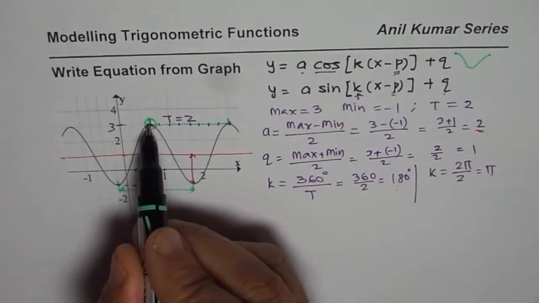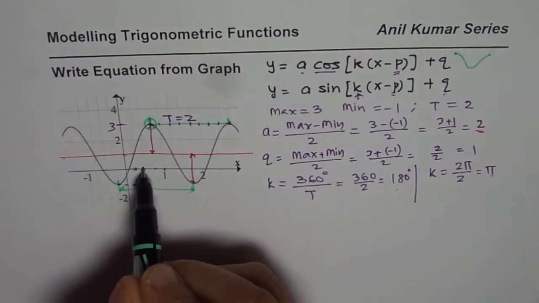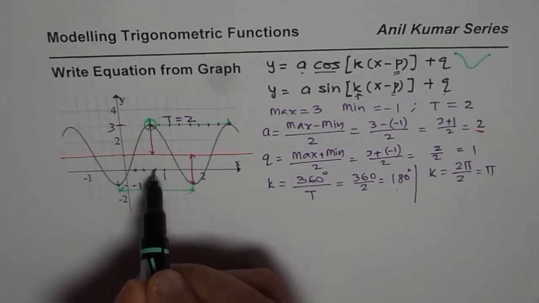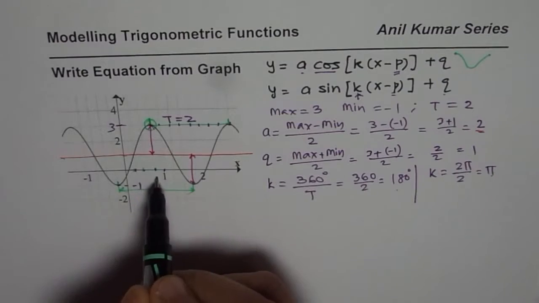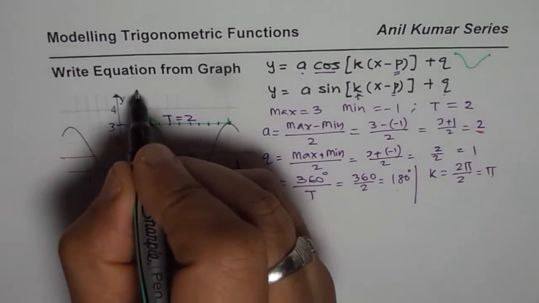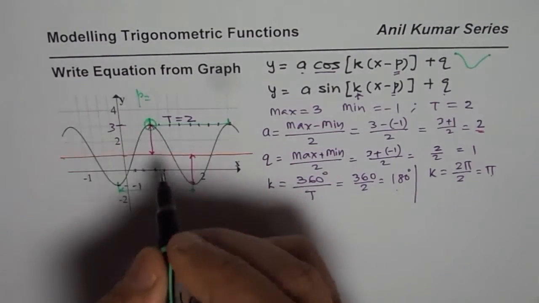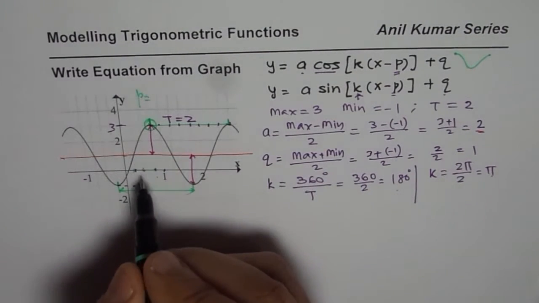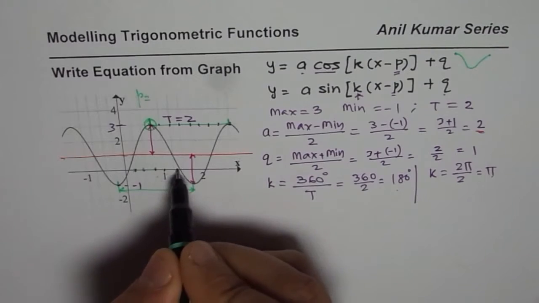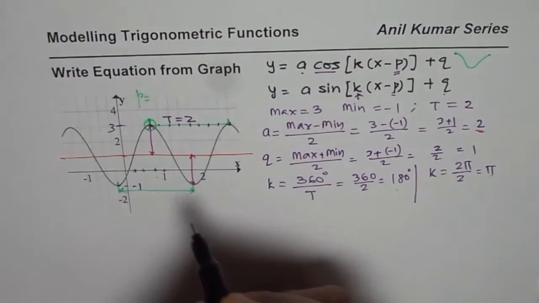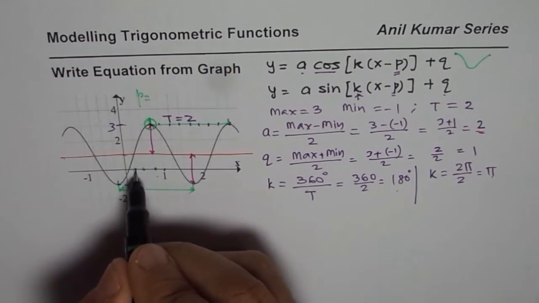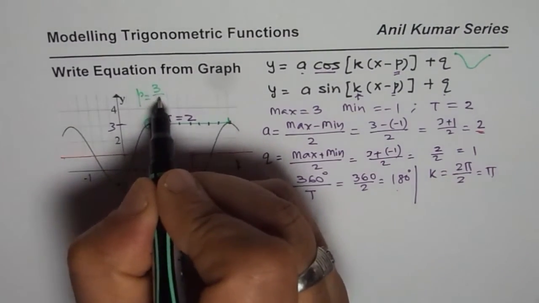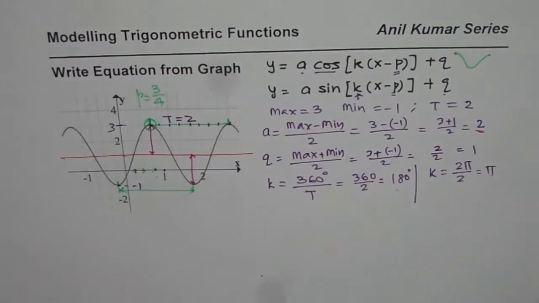So it starts from here. How many units away from origin? 1, 2, 3 units away. 3 means, in this case, 1/3, correct? So we have P equal to 0.75, right? It is 0.75, or these are all 1/4, 3/4. Either way you could do, right? So I'm taking P as 3/4 for the cosine wave.